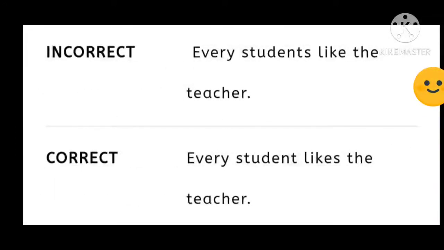Every students like the teacher. So when a sentence begins with every, each, either, neither, then we usually use a singular verb. So every students is not correct. Every student conveys singular meaning. So the subject is singular, the verb also must be singular. And you must have learned these rules in the subject verb agreement topic. Every student likes the teacher.